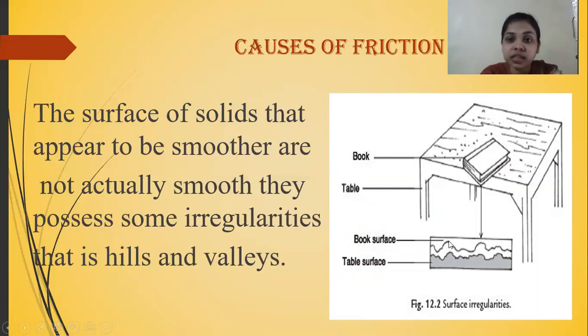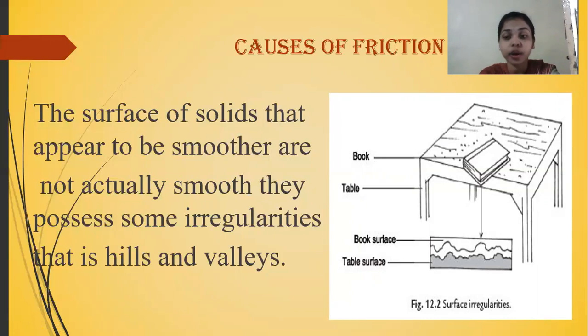Okay, consider this is the book surface and this is the table surface. The gray color is the table surface and the white color is the book surface. Some irregularities are present in those surfaces, like hills and valleys. Like these are the hills, and the distance between these two hills is the valley. So what exactly happens? We know that the frictional force is a contact force. When two surfaces are in contact with each other, then at that time the hills and the valleys of the two surfaces are interlocked, they stick together.